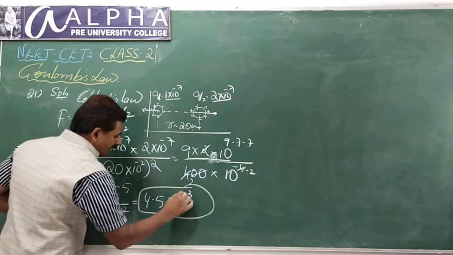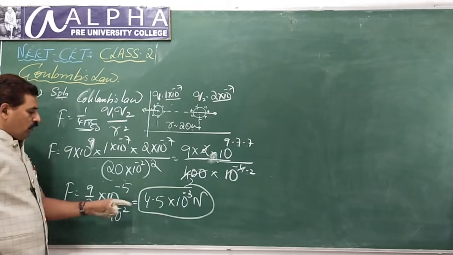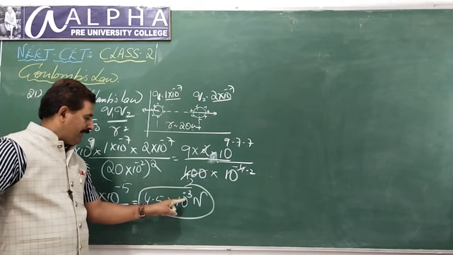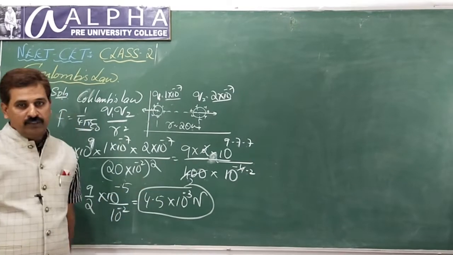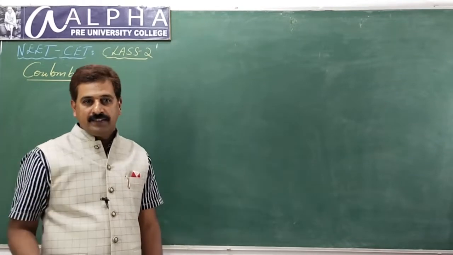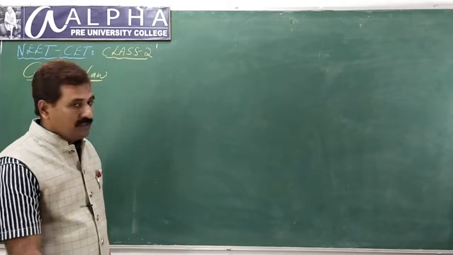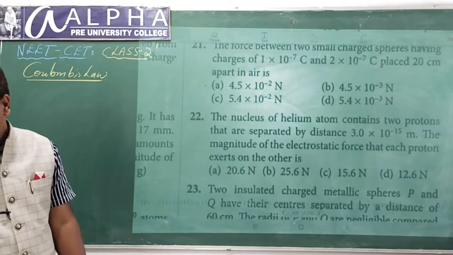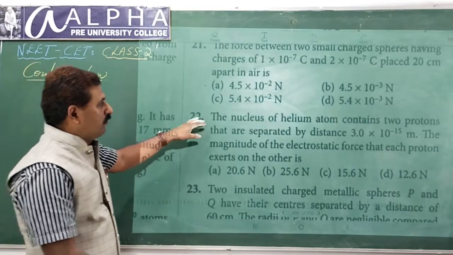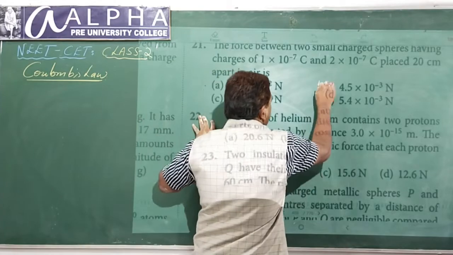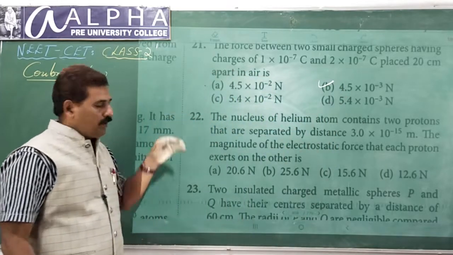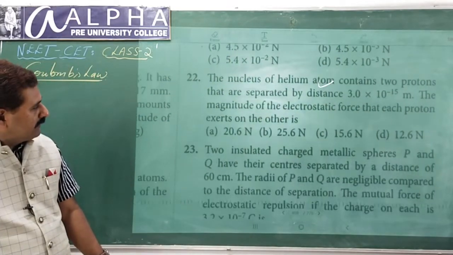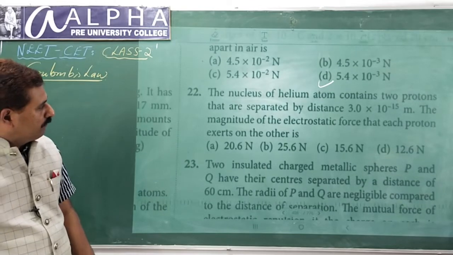So the answer is 4.5 10 power minus 3 in terms of Newton. So the option is C, right? Because the 4.5 10 power minus 3 is in the option side. Okay, option B, right? Now move on to the next question, that is question number 22.